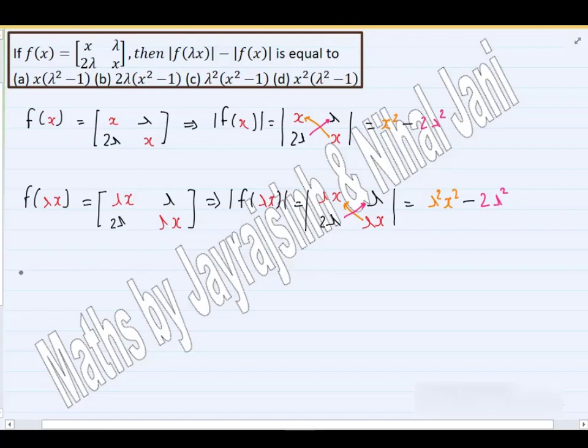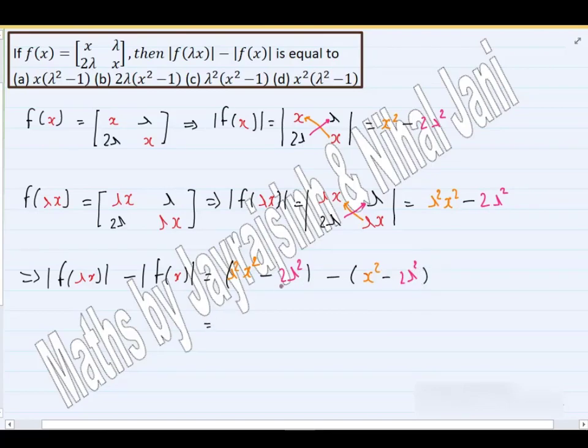Now we can easily find the determinant of f of lambda x minus the determinant of f of x, right? Just put in the values. The determinant of f of lambda x is lambda square x square minus 2 lambda square, and minus the determinant of f of x, which is x square minus 2 lambda square.